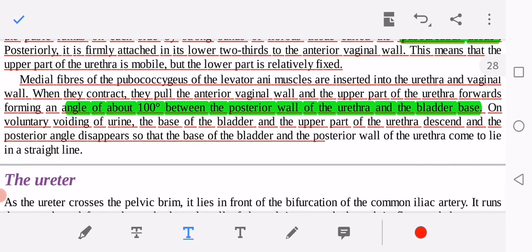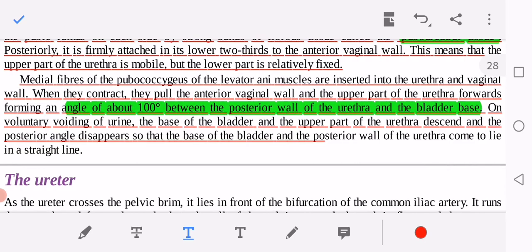Okay. When they contract, they pull the anterior vaginal wall and the upper part of the urethra forward, forming an angle of about 100 degrees between the posterior wall of the urethra and the bladder base.